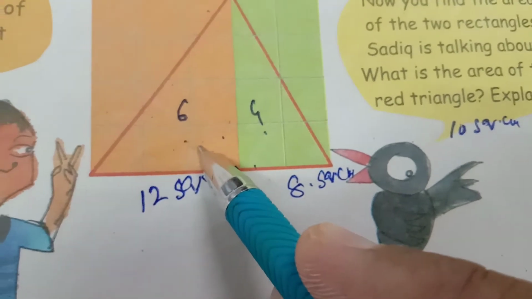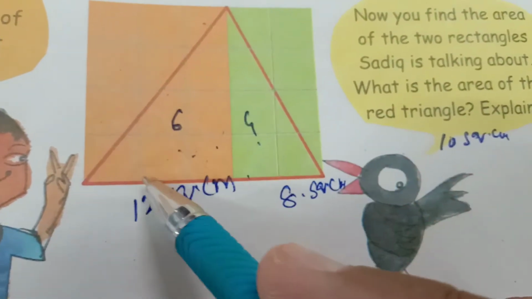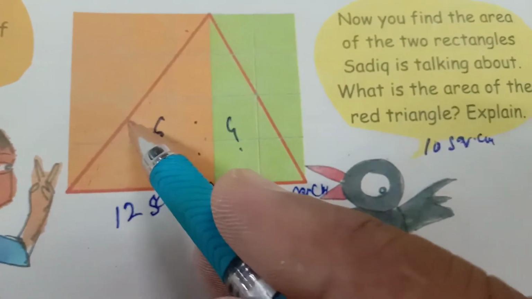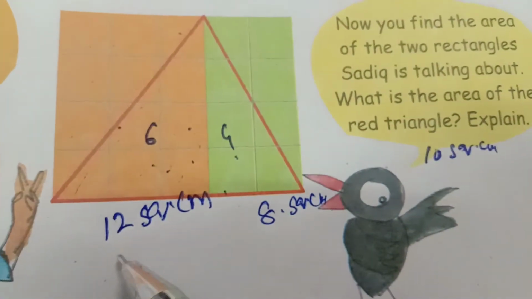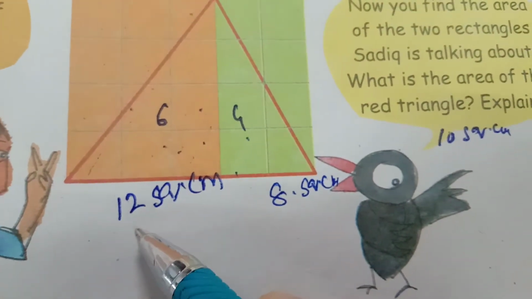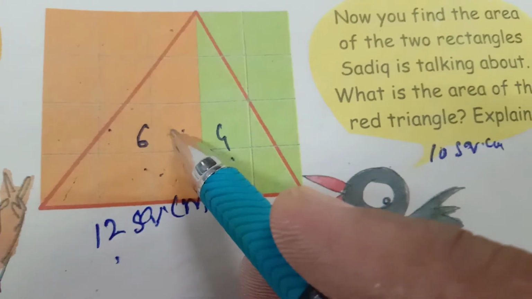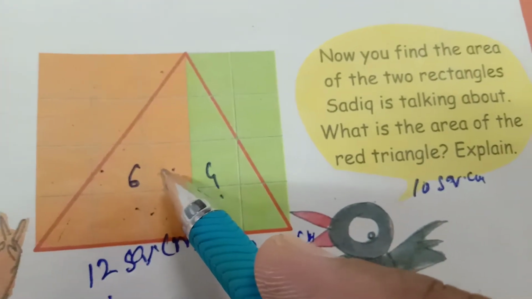This is the orange rectangle part. Now what is the area of the orange part? It is half of the area of the orange rectangle. The area of the orange rectangle is 12 square centimeters. Therefore, the area of this triangle portion is 6 square centimeters, half of 12.